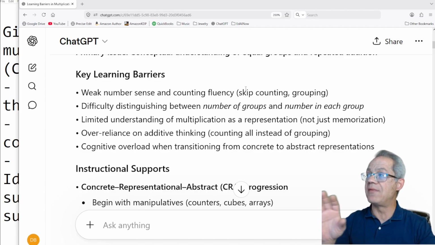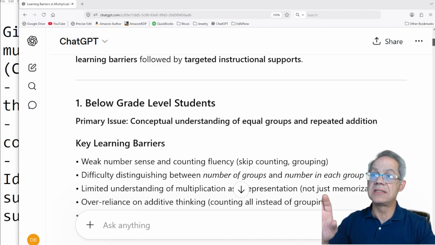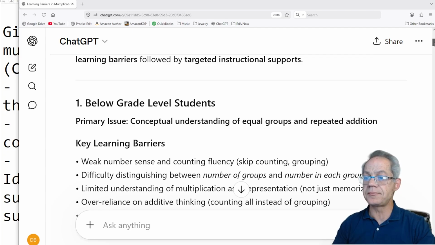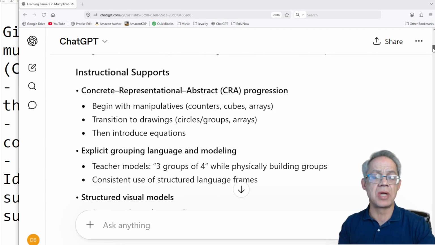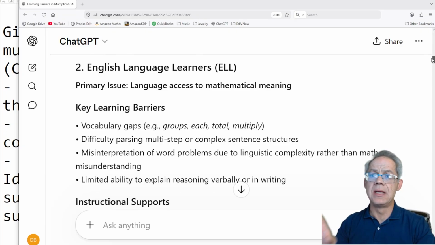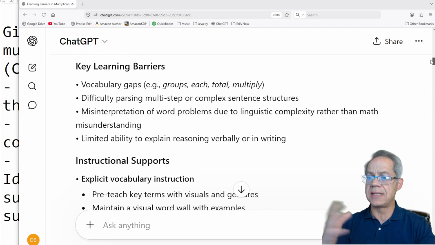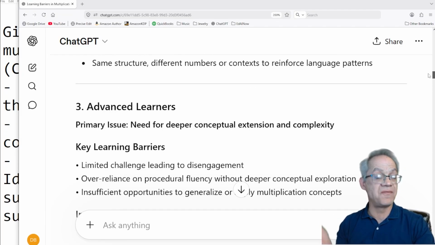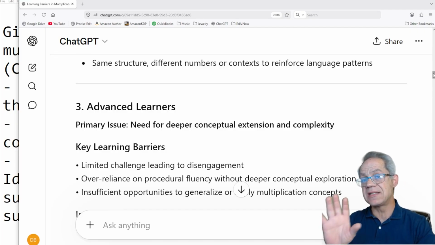So here we've got 5, and this is our below grade level students here, and some potential instructional supports, but we're going to come back to that in just a moment. So we go through this with each group. There's our ELL students, likely learning barriers that I'm going to reflect on, and then for our advanced learners too, because oftentimes they're not getting what they need either. All right, so that's the first part, to try to hone in and figure out what could those barriers be.